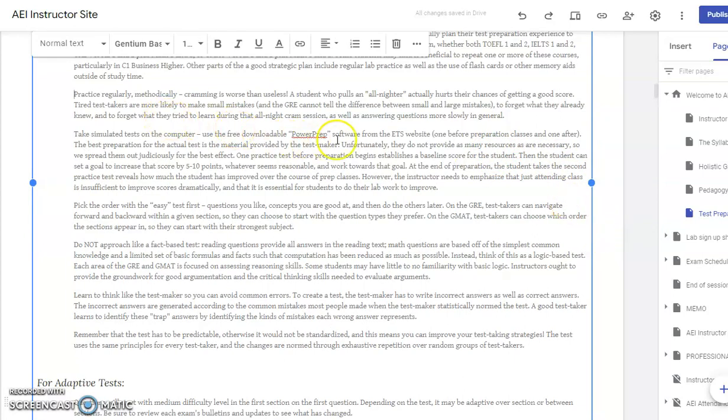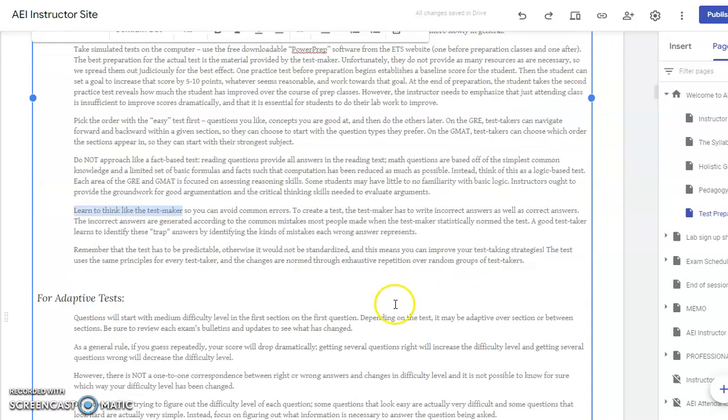Take simulated tests on the computer for the GRE. This includes the Power Prep. Other websites offer simulations of other exams. Remember to pick the order with the easy test first, not to approach it like a fact-based test, and to learn to think like the test maker.